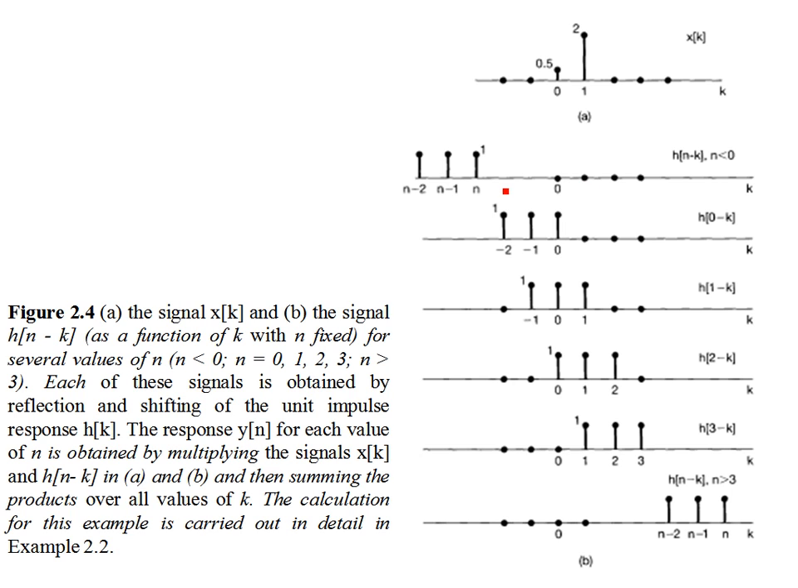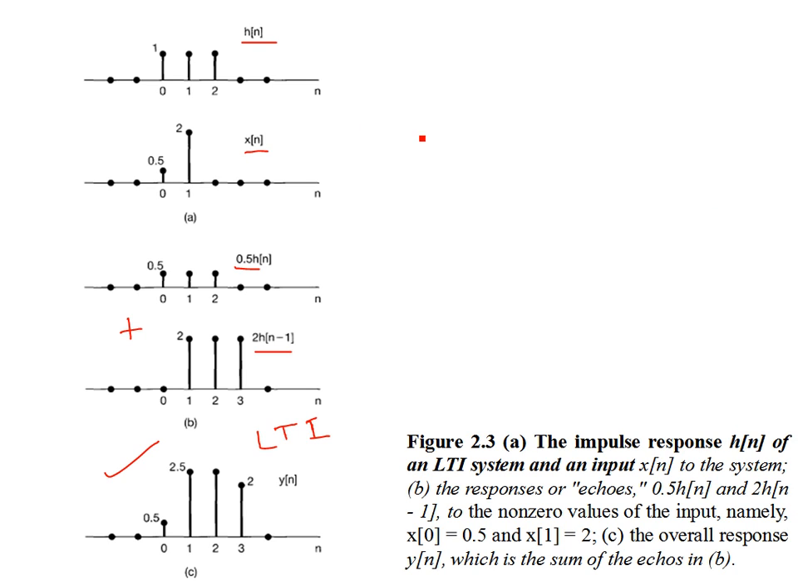That's the graphical approach. We're starting with the same sequence x of k, now considered as a function of k. K is my discrete time index. There are two samples: at k equal to 0, x of 0 is 0.5, and at k equal to 1, x of 1 is 2. Now, instead of considering h of n as it is, which is 1 for all three samples at 0, 1, and 2, we consider h of minus k.